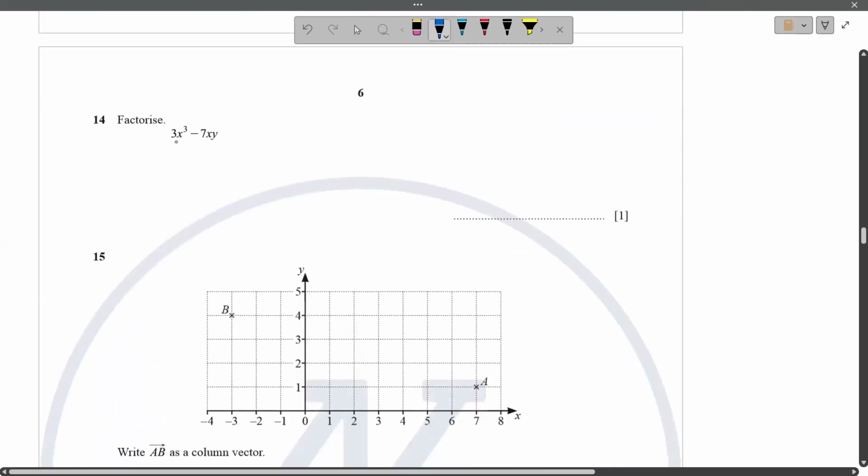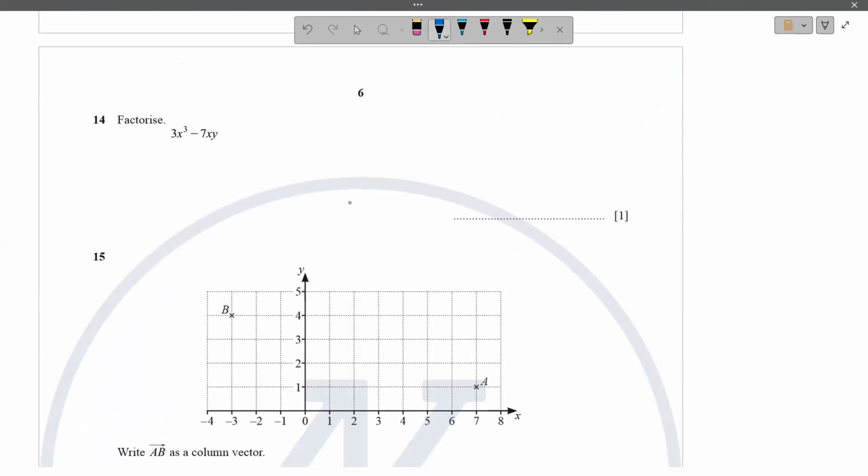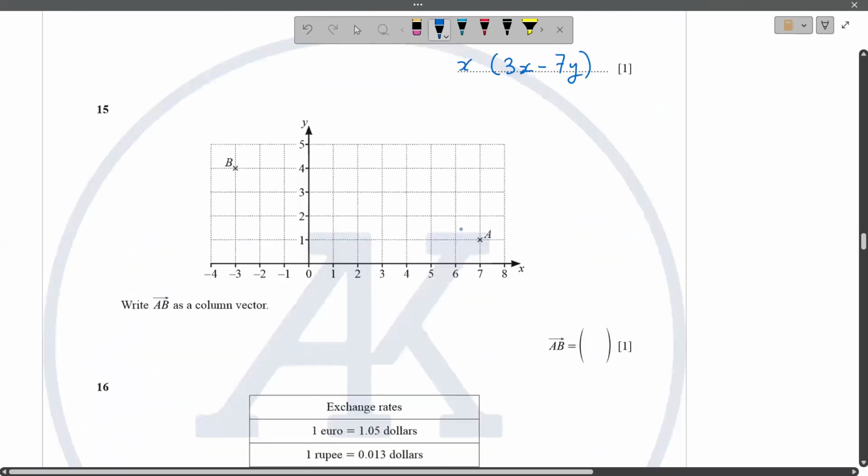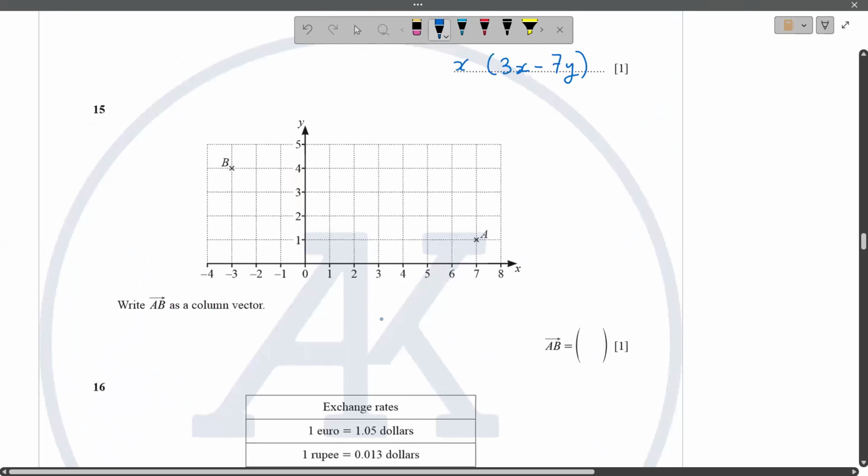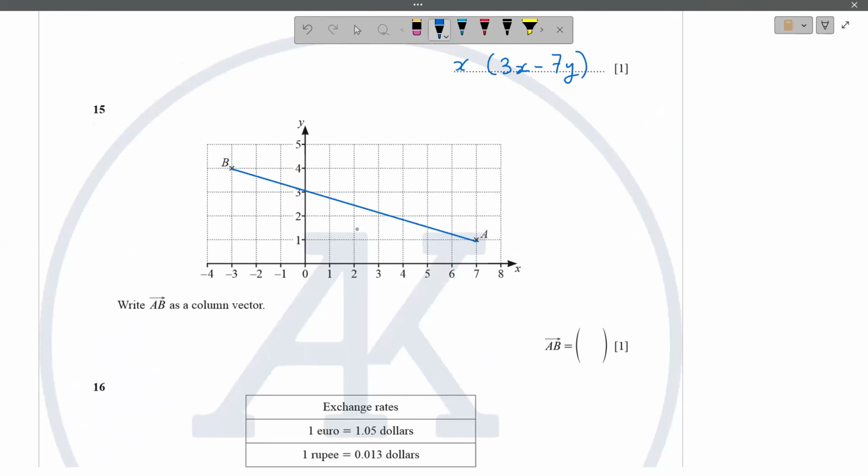Factorize. The highest common factor of the numbers is 1, and the highest common factor of the variables is x. So x and (3x minus 7y). AB, write as a column vector. So from A to B, I'm going to move to the left. This is 10 steps and up 3 steps. So it's negative 10 and 3.